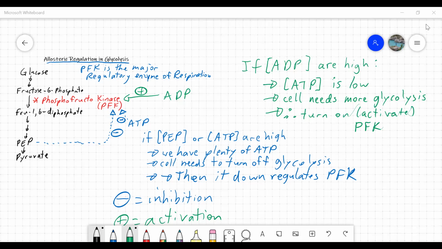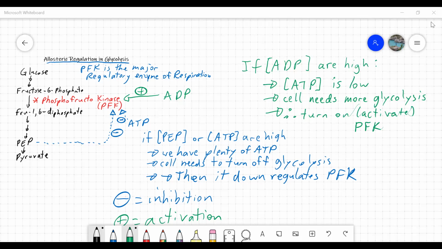Notice it's not done at the first step. You're probably wondering, why didn't we just do this at the first step? Well, we don't just eat glucose. We eat a lot of different food sources. And so it turns out that this third step is actually a better place to regulate the entire process. So that's what I want you to get out of this. Phosphofructokinase, key regulatory enzyme. We turn it on when we need ATP. We turn it off when we don't need ATP. That's what I want you to take from this.